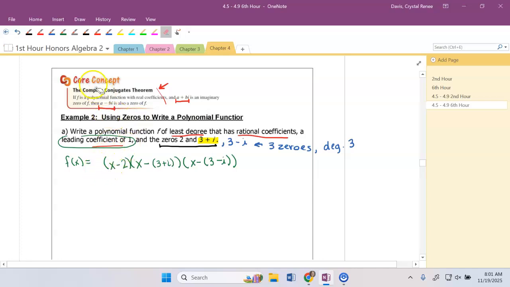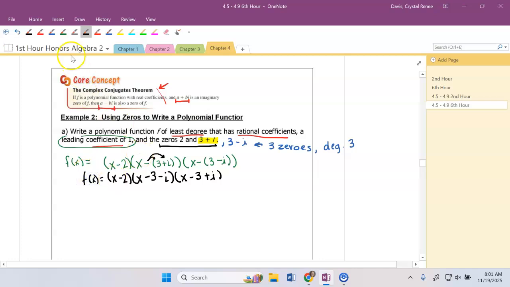All right, so I'm just going to rewrite this and clean this up a little. This is x minus 2. This is x, and we have to distribute this minus sign, so x minus 3 minus i, and then x minus 3 plus i is over here.